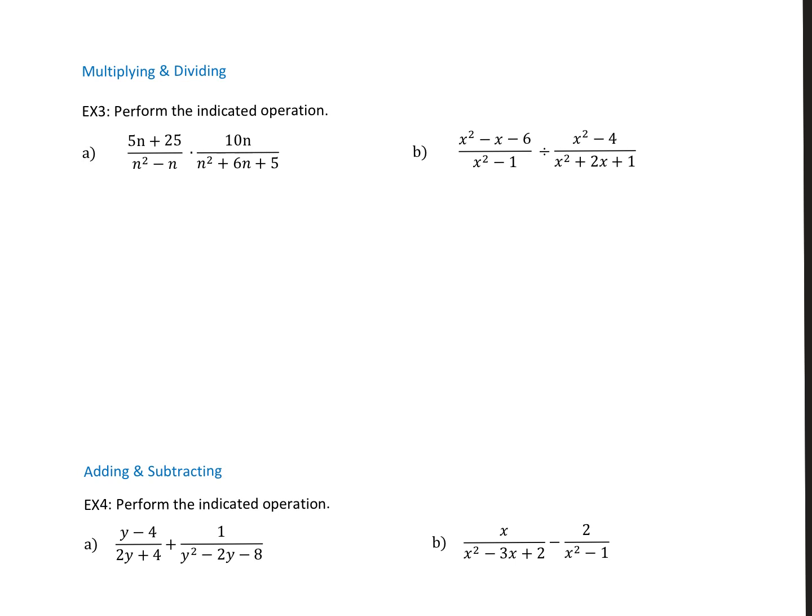So let's see, in the top, I can factor out a 5. So that'll be n plus 5 over, now in this bottom denominator, I can factor out an n, so that's n times n minus 1. Okay, bring down that multiplication sign. The top can't factor, so it's just 10n. Now the bottom trinomial, I think I can factor that. Let's see, n plus 5 times n plus 1.